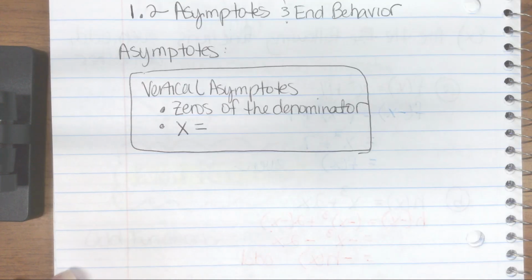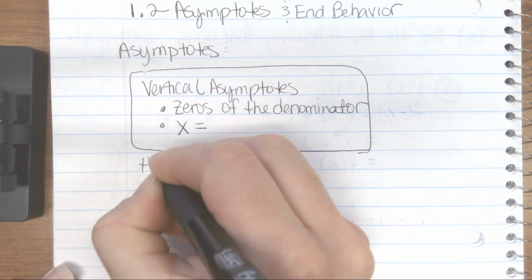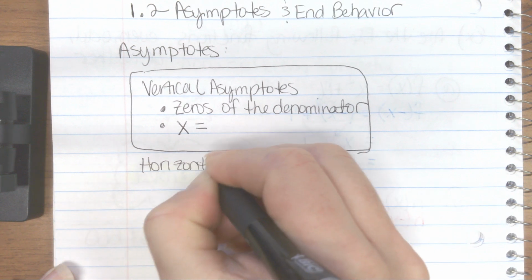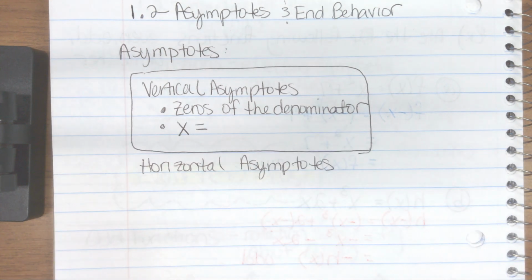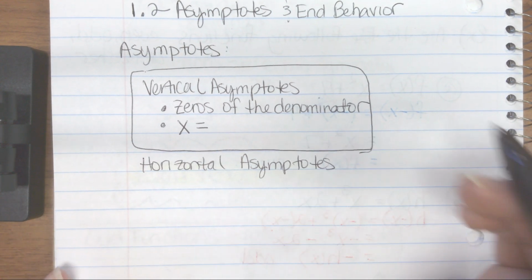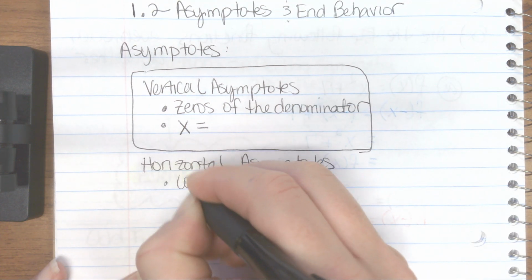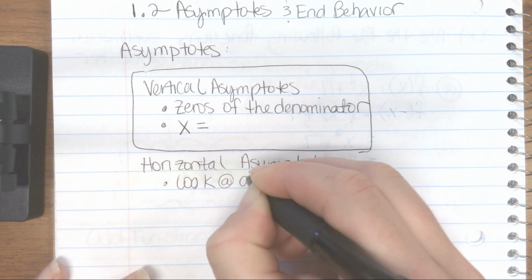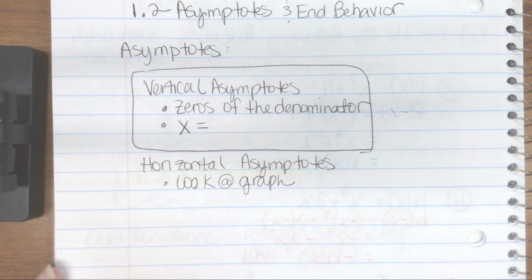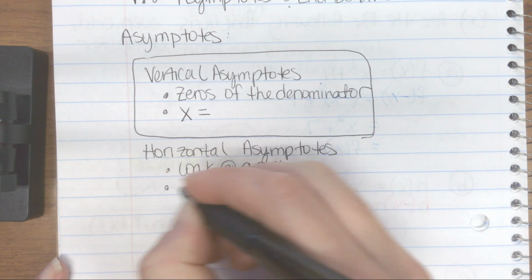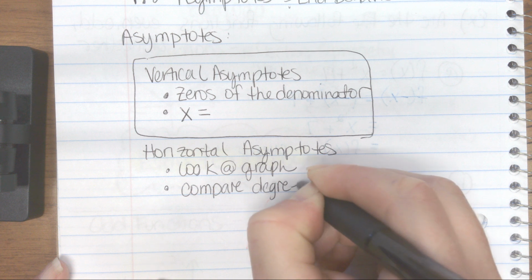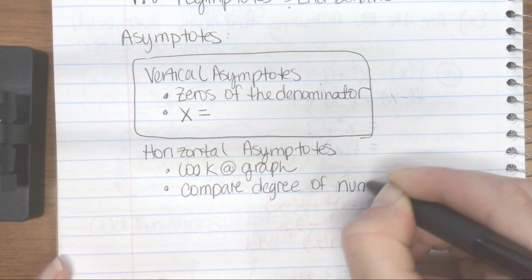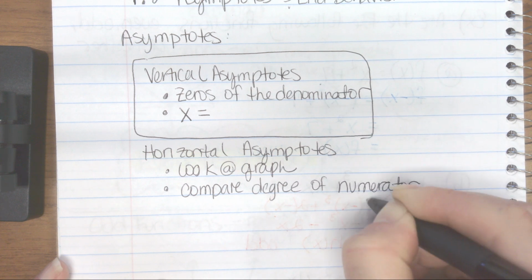Okay, horizontal asymptotes. For now I'm going to tell you to look at the graph, but I'll tell you the little deal with those. So we're going to look at the graph. And all I'm going to tell you for the function is you're going to compare the degree of the numerator versus the denominator.